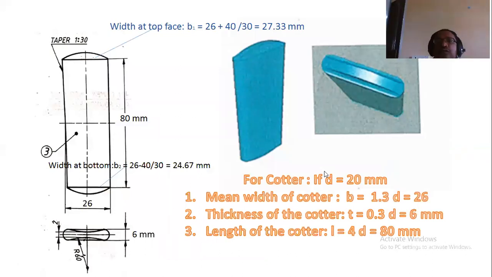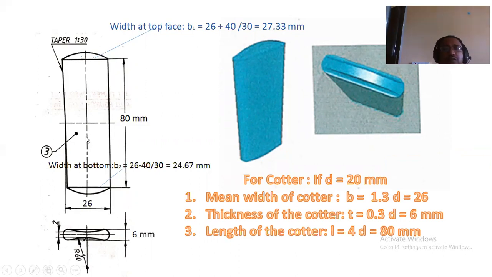And this is about the cotter. If the diameter of the rod is given as 20, the terms used for the cotter are the mean width of the cotter, which is B, and the thickness of the cotter, which is known from the side view and top view. The length of the cotter is known from the front view.